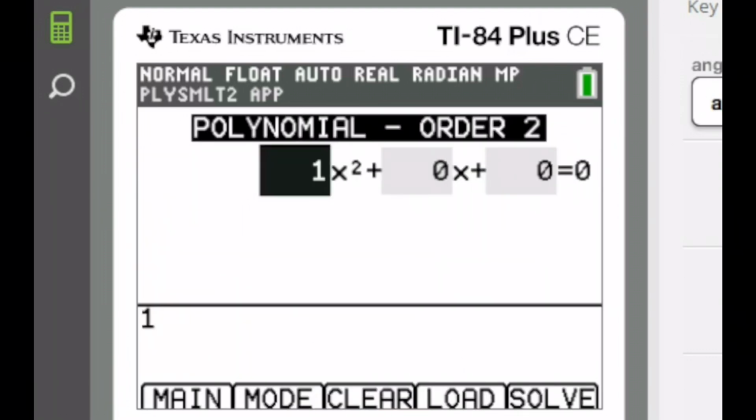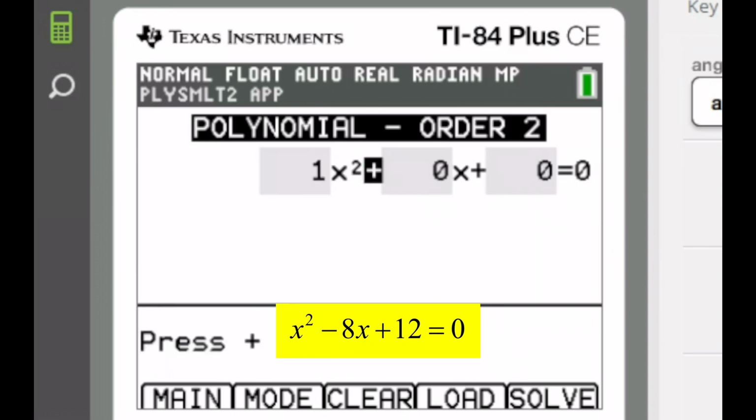Then this is the page for us to input the coefficients. As we are going to solve the quadratic equation x squared minus 8x plus 12 equals 0, the coefficients are 1, negative 8, and 12. So I will input positive 1 for the first box. Here you can choose either plus or minus. In case the next coefficient is negative, you can consider choosing minus here.